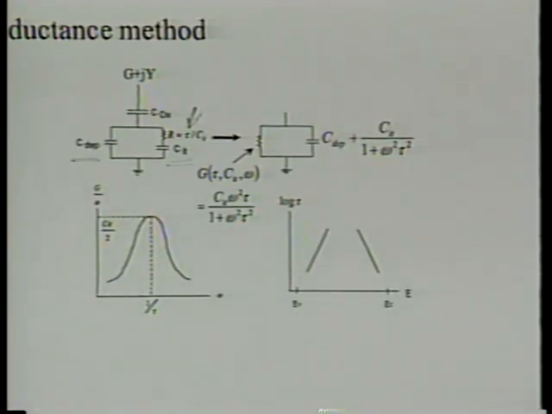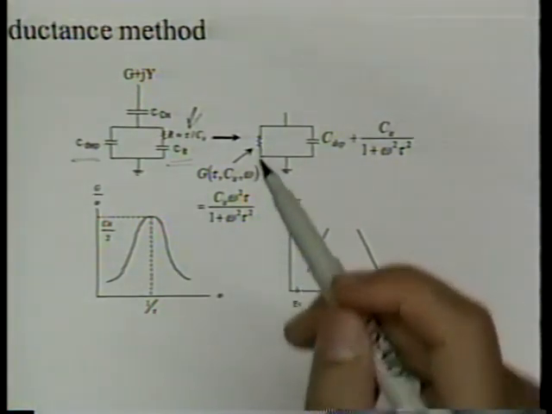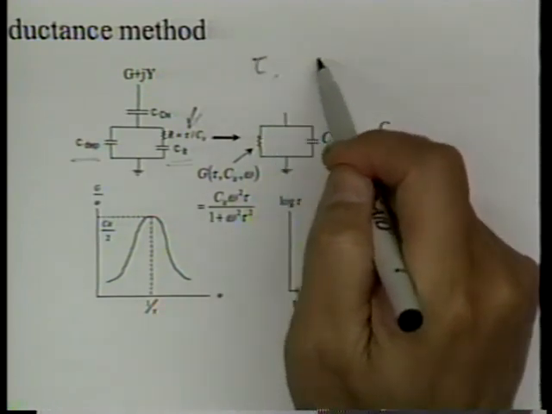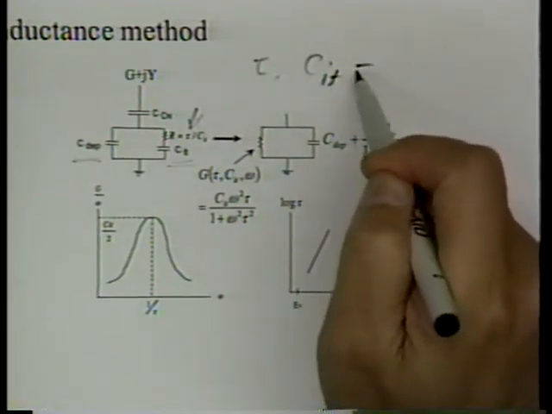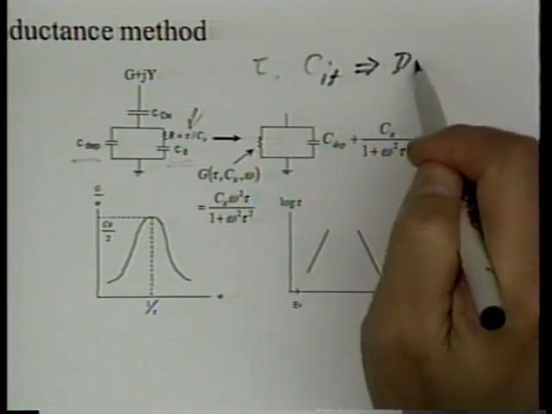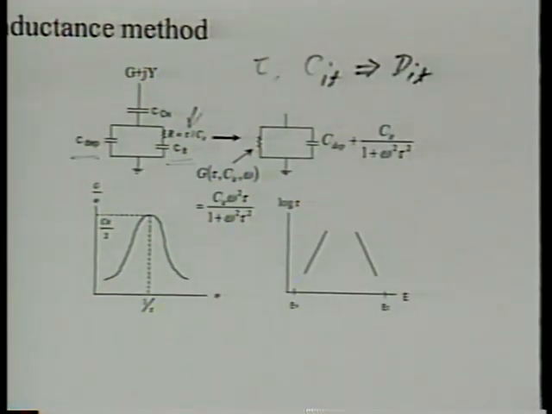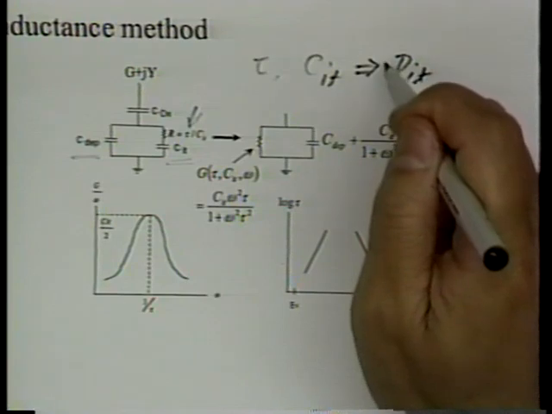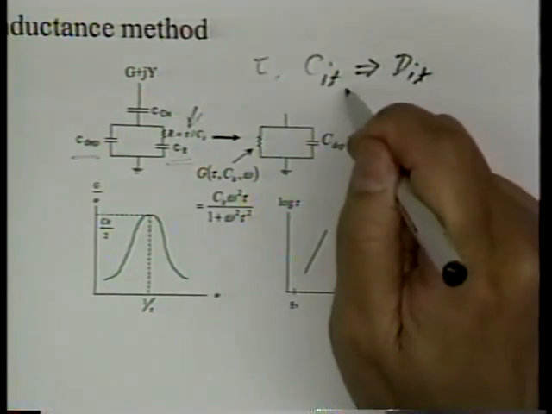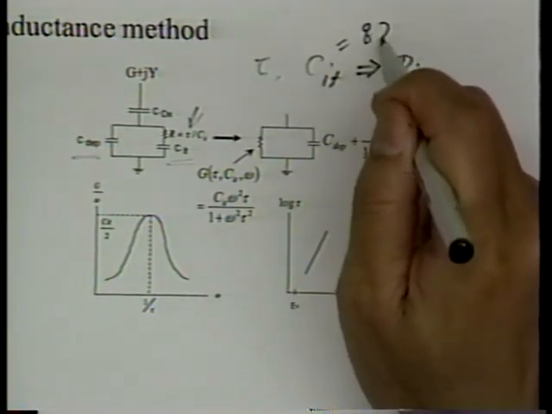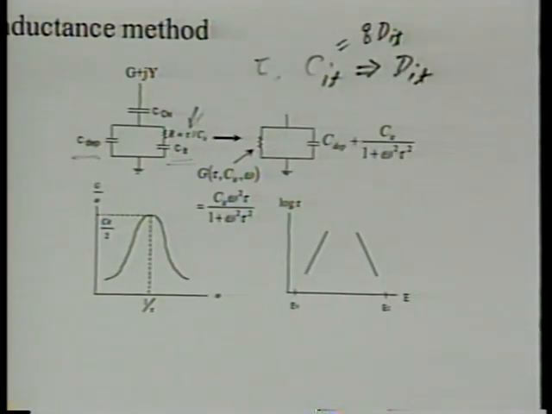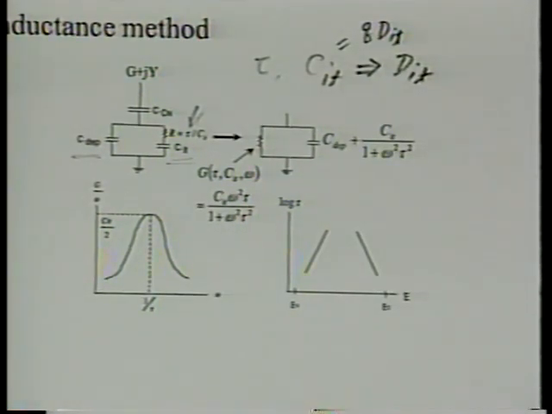Gee, what are we going to do? Now, what we're going to do is we're going to try to make a whole bunch of CV measurements of this MOS capacitor, and as a result, determine two unknowns. What are the two unknowns? One is tau. One is CIT. CIT is useful because we know CIT will give us DIT, right? Remember that? Okay. In fact, CIT is equal to Q times DIT, from last lecture. So if we can measure CIT, we can measure DIT.